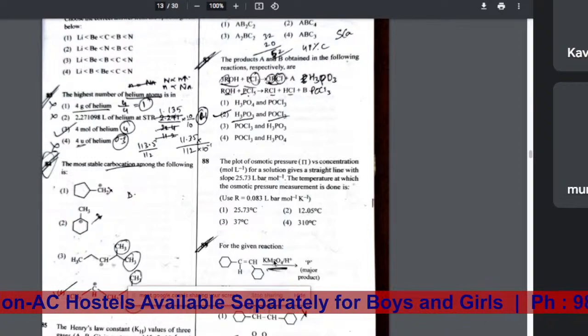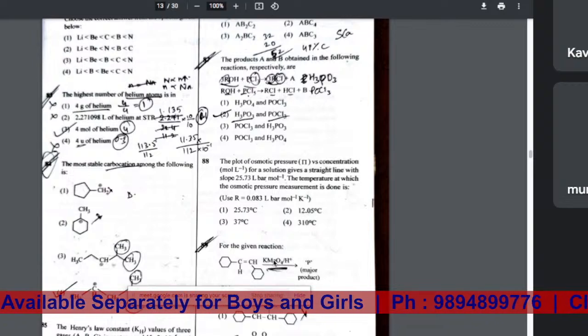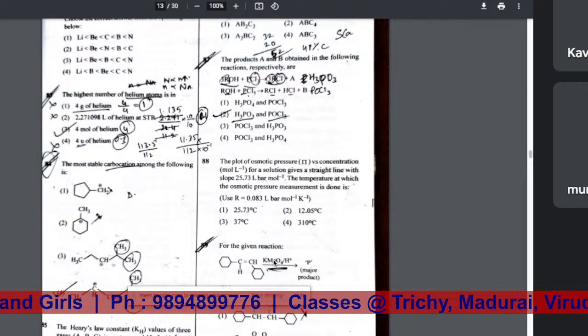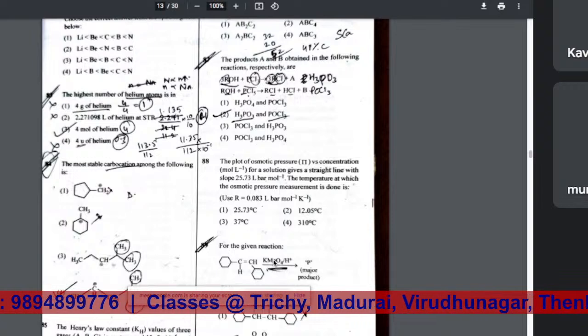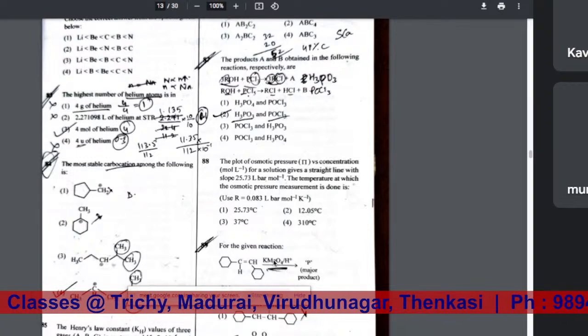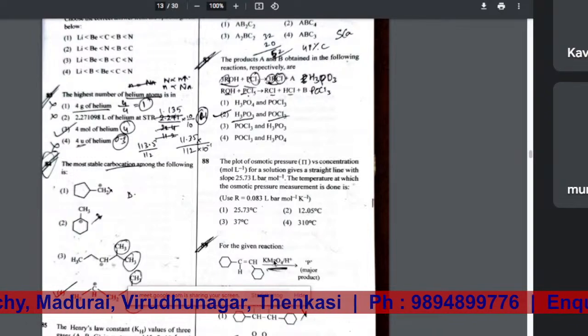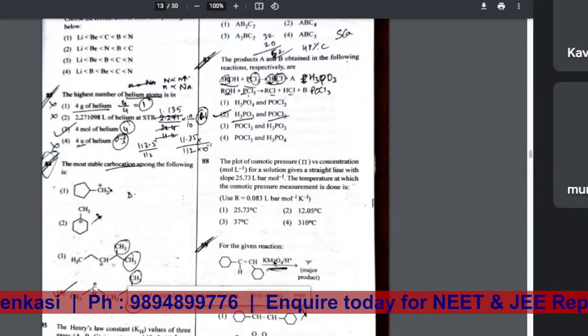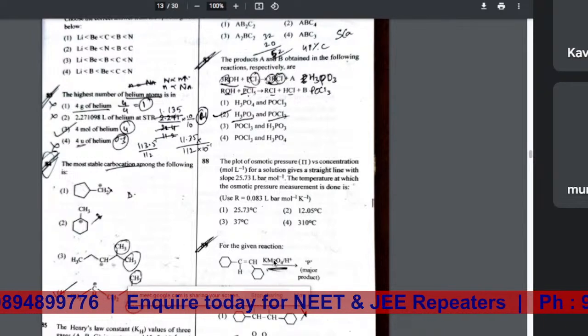This RT value is given as 25.73 and the R value is given as 0.083. Then we will divide. RT will be equal to 25.73, so T will be equal to 25.73 divided by 0.083. When you divide this, you will get 310 Kelvin. Okay, so 310 Kelvin. Its answer is the fourth option.